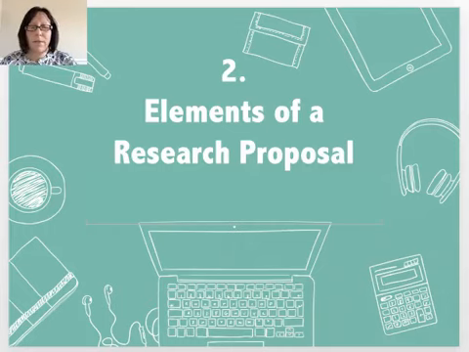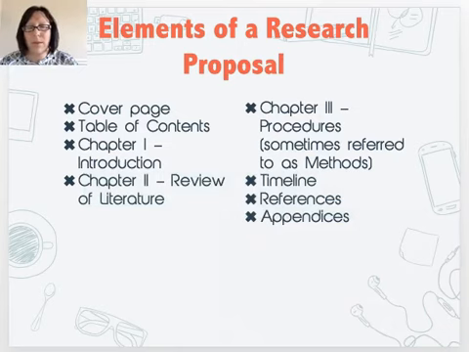Now this section of the presentation is going to dive more into the elements that you need to include in a master's thesis research proposal. Some of the things you'll need to include in your thesis proposal would be a cover page, the table of contents, your chapter 1, chapter 2, and chapter 3, as well as a timeline for completing the work, your references of the sources you cited in the text, and your appendices.